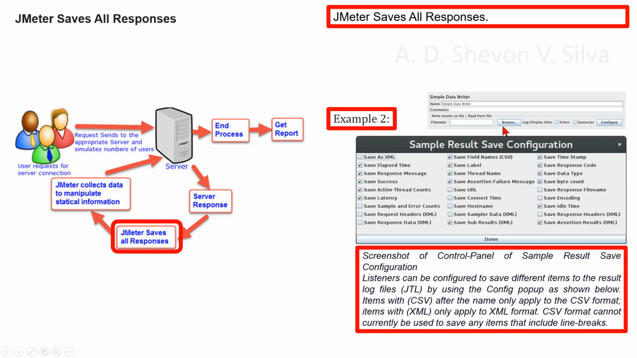Browse, the file browse button. Errors: select this to write only results with errors. Success: select this to write only results with success. If neither errors nor success is selected, then all results are processed. You can see the configure button here.